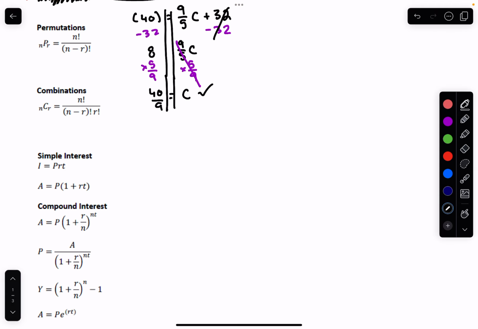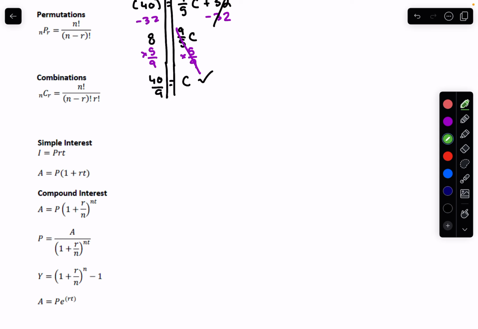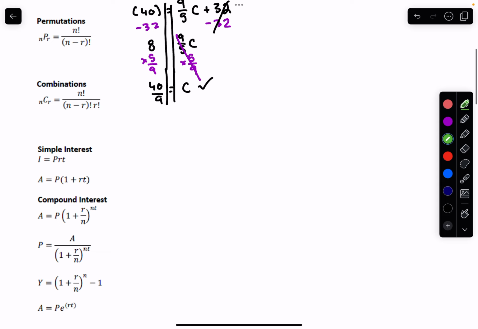So we're going to skip permutations, combinations. We're going to come back to that because those ones are a little bit different than a normal formula. Let's go down to simple interest. This is something that we'll use this year a little bit. So I equals PRT. So interest equals principal times rate times time. That's what all those variables stand for. Sometimes it helps to know what they represent.